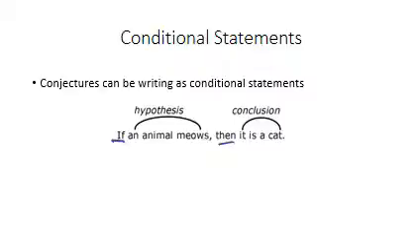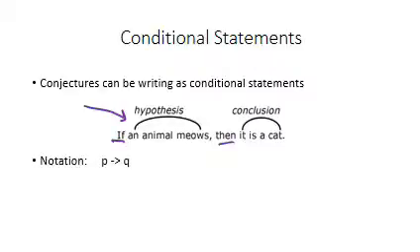Now we can argue whether our hypothesis is true or not. For the sake of example, in this particular presentation, we're always going to assume here that this hypothesis is true. So if this is true, then that's your conclusion. If something, then something. Okay, so we're writing our conjectures as conditional statements.